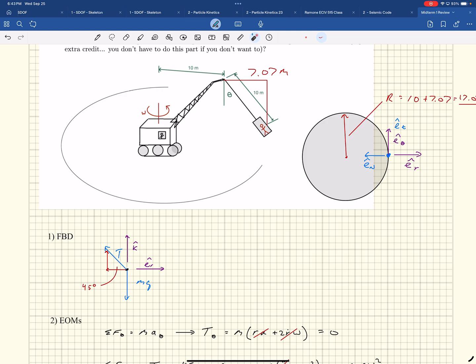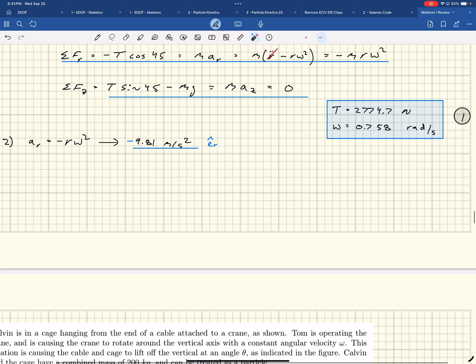Okay? Cool. So if we're having g's in like... Oh, did I not do a g? Oh yeah, I did divide by g. Yep. So that's my total acceleration. If you wanted this in g's, then you would do negative 9.81 divided by g, which would be negative 1 in the ER direction, right? Because that's what 9.81 is, g, right?